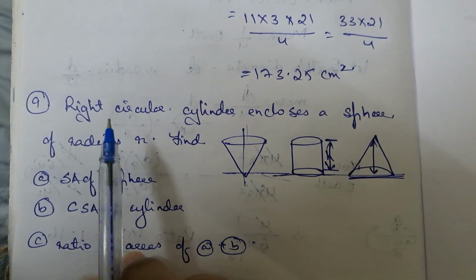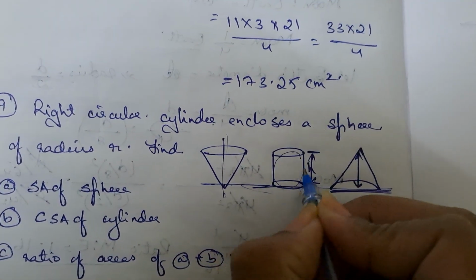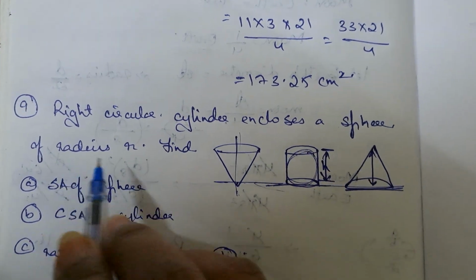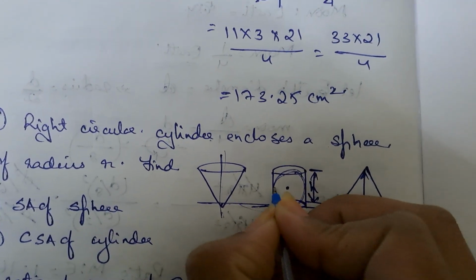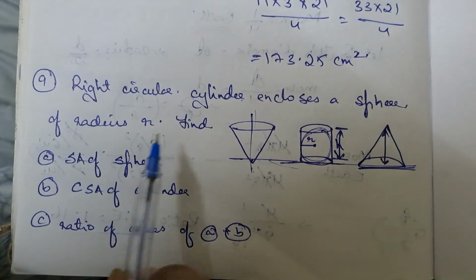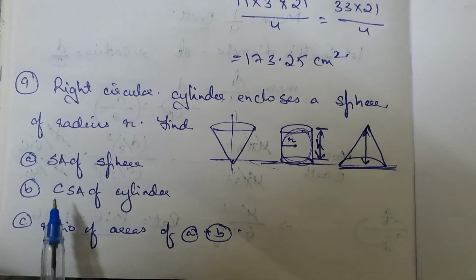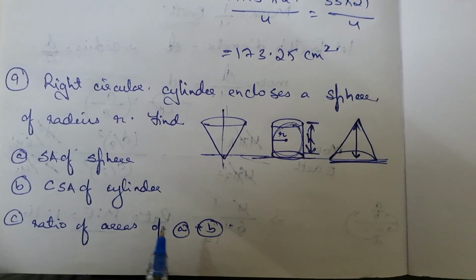Now this says a right circular cylinder encloses a sphere. That means there is a sphere inside it of radius r. The radius of the sphere is given to me as r. Now they're asking me to find (A) the surface area of the sphere, (B) the CSA of the cylinder, and (C) the ratio of the areas of A and B.